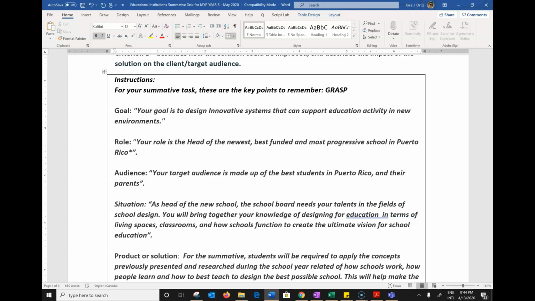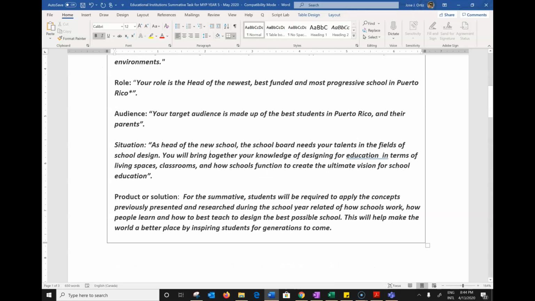And I take this opportunity to praise you and commend you for how well you have worked so far. And I have nothing but the highest expectations of your work, and I mean that sincerely. The product or solution you have to ultimately create here: for the summative, students will be required to apply the concepts previously presented and researched during the school year related to how schools work, how people learn, and how to best teach, to design the best possible school. This will help make the world a better place by inspiring students for generations to come.